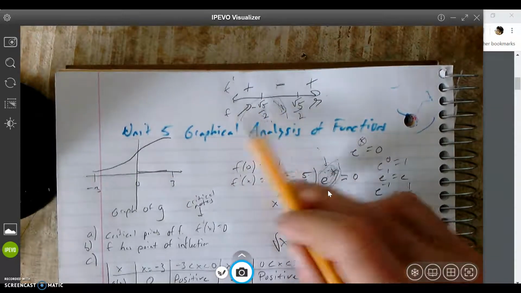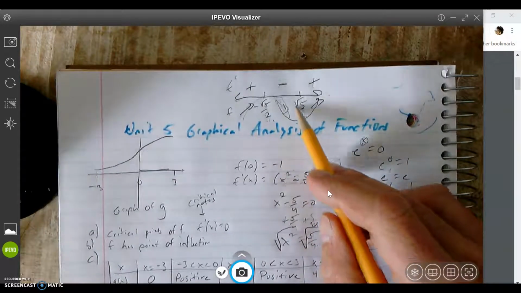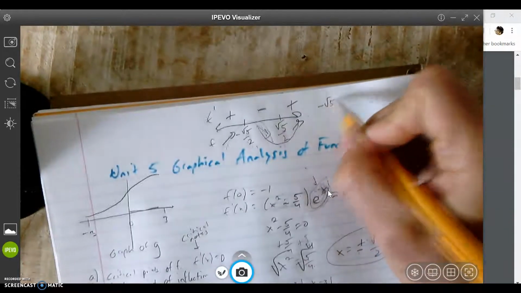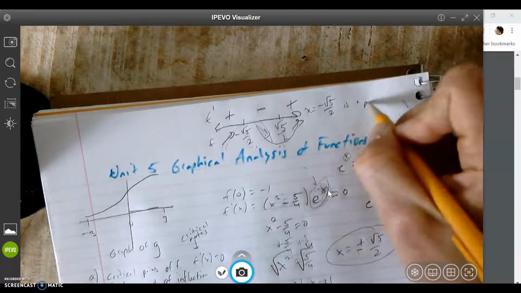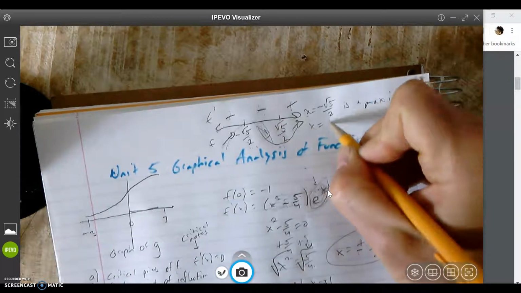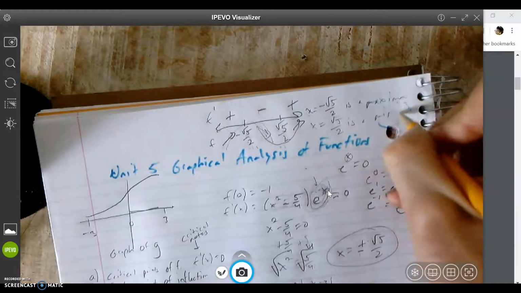So we have -5 over 2, negative radical 5 over 2, as a max. And we have radical 5 over 2 as a min. So x equals negative radical 5 over 2 is a maximum, and x equals radical 5 over 2 is a minimum.